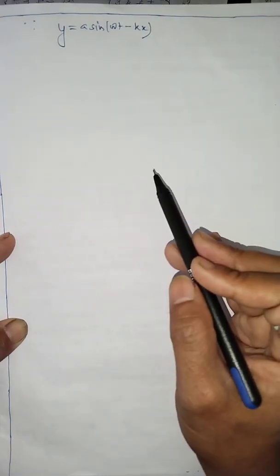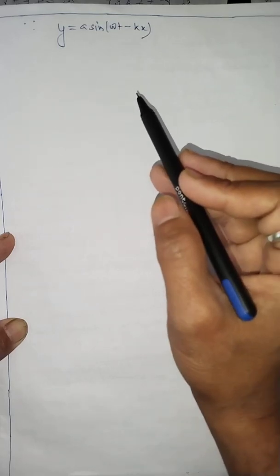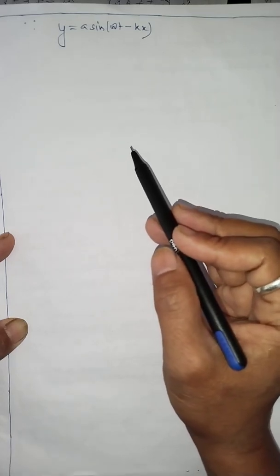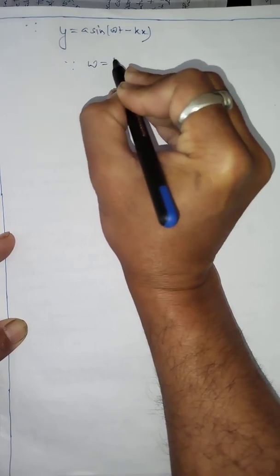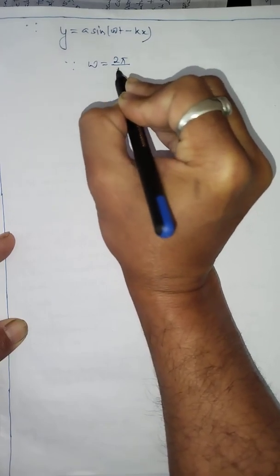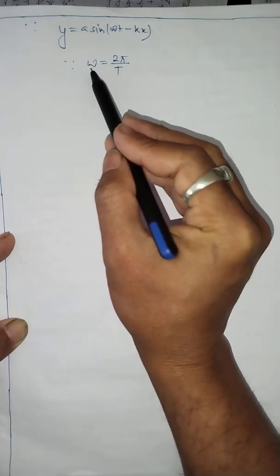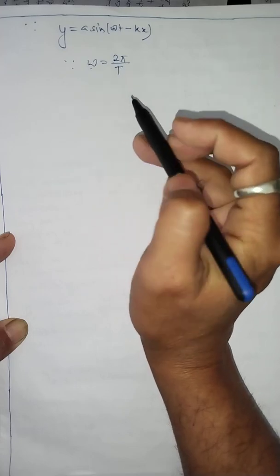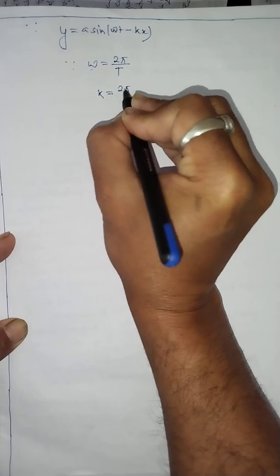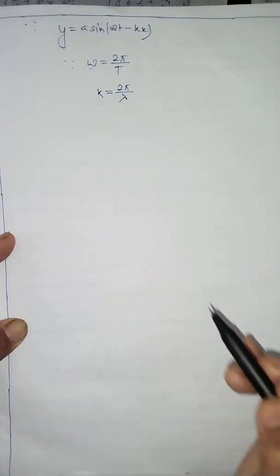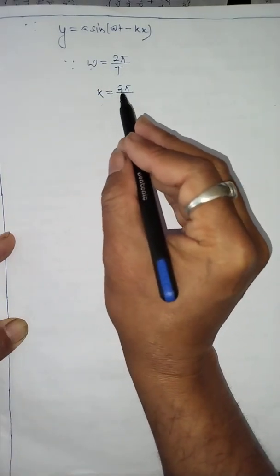Now, this equation is in terms of angular frequency. But the same relation, children, we can write in terms of time period, and also in terms of wavelength. For that, as you know, angular frequency omega equals 2 pi by T. And in the last video, you learned that k is 2 pi by lambda, the propagation constant. So now I replace omega by 2 pi by T and k by 2 pi by lambda.